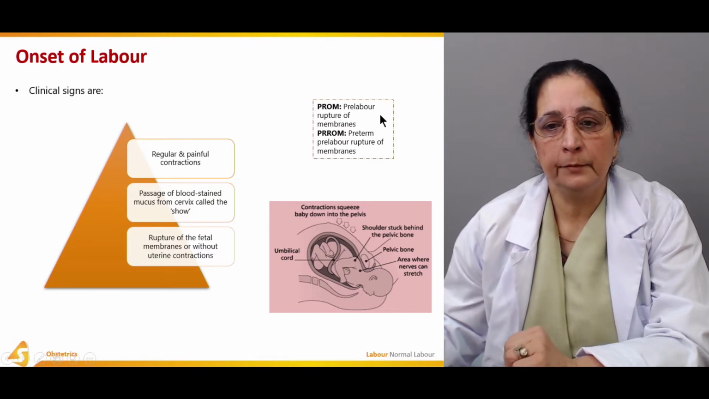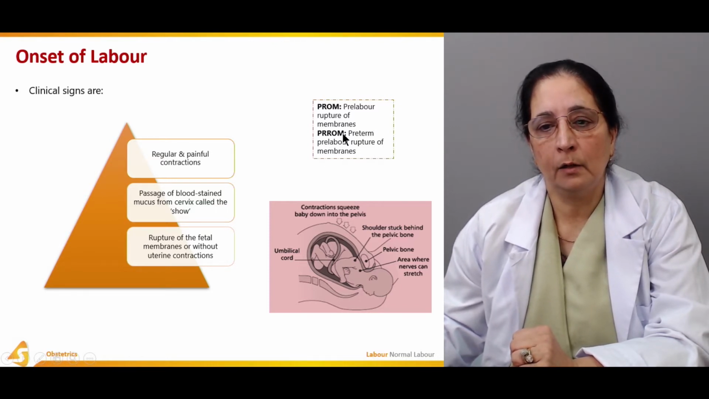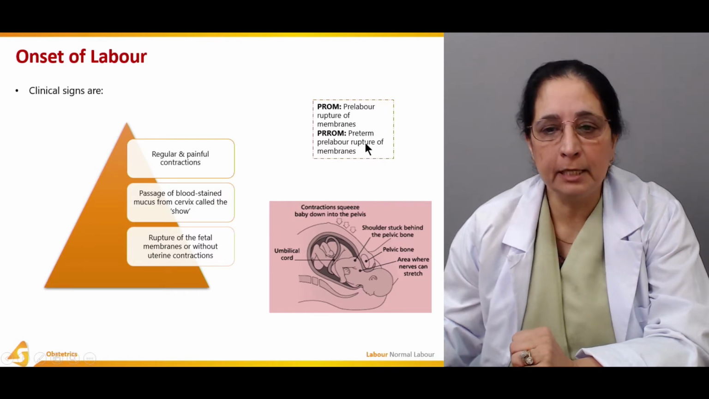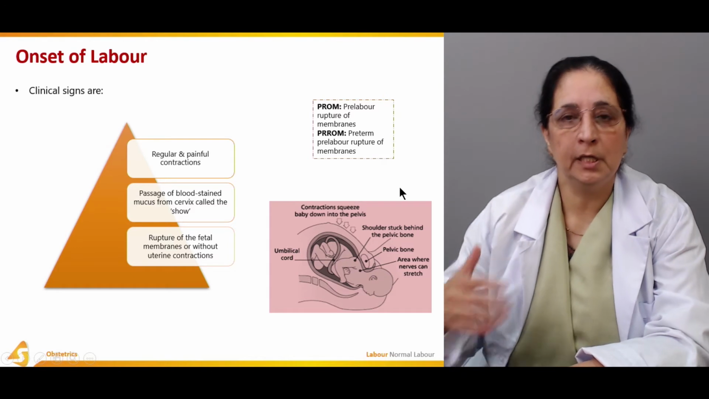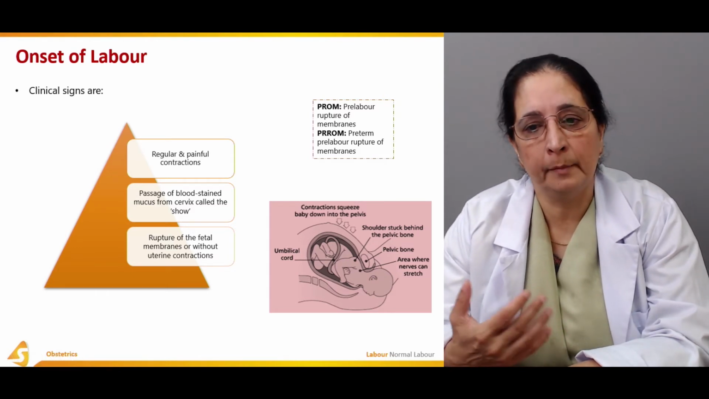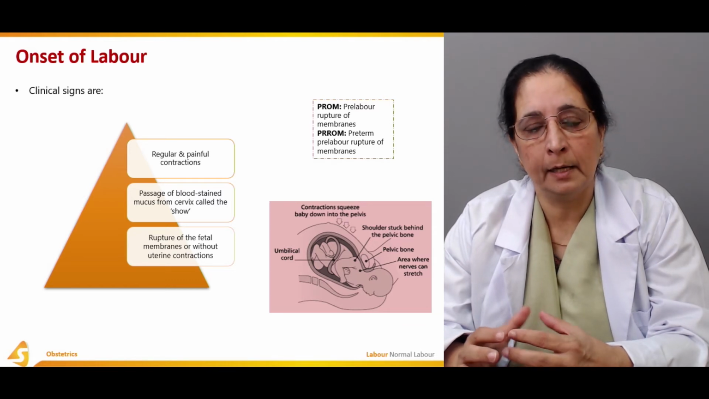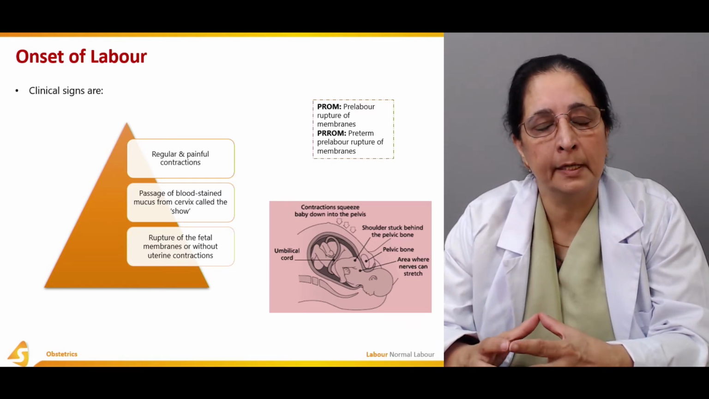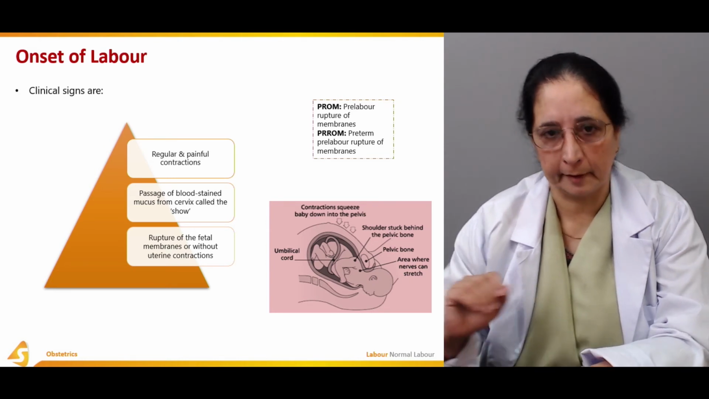PROM is the term used for pre-labor rupture of membranes, and PPROM is preterm pre-labor rupture of membranes. So these are two terms used. PROM is pre-labor rupture of membranes, and PPROM is preterm pre-labor rupture of membranes.